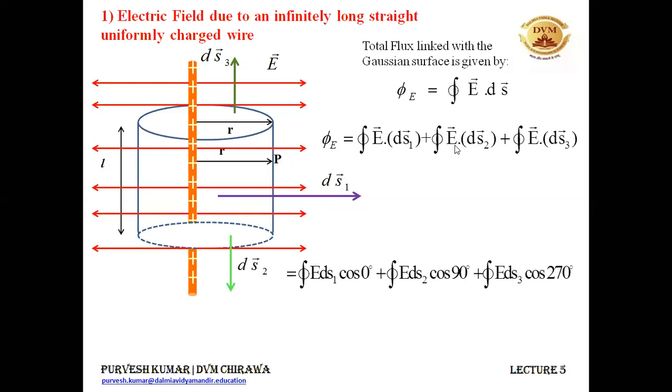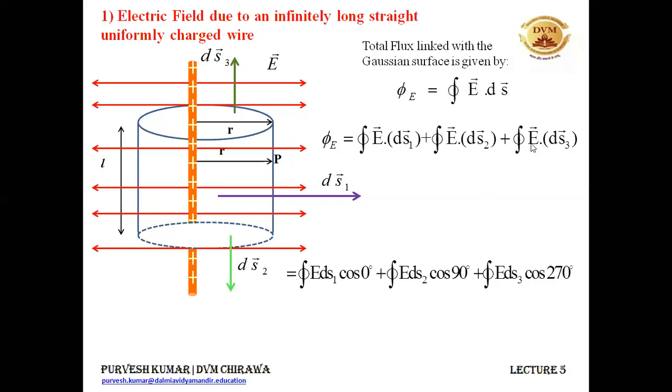Similarly, E dot ds2 will be E ds2 cos theta, and the angle between ds2 and this is 90 degrees. All right or not? It is 90 degrees. You can see this is the area vector downwards and the electric field is towards the right. So you can see this angle is 90 degrees. So E ds2 cos 90.